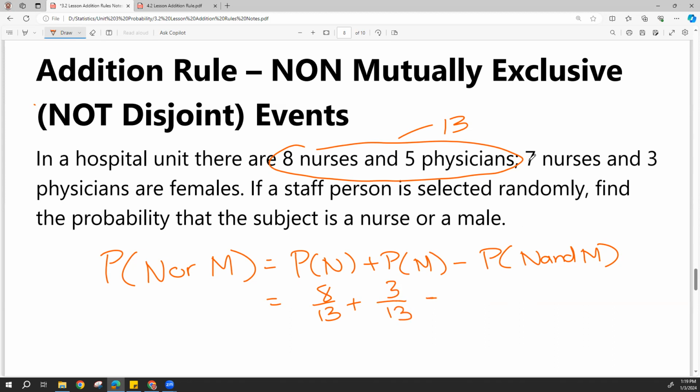Since we have 7 of the 8 nurses are female, that means 1 of the nurses is a male. And so that is our overlap. We counted that male nurse twice. We counted them in the nurse probability and the male probability. So we just got to subtract one of those away to get a final probability of 0.7692.